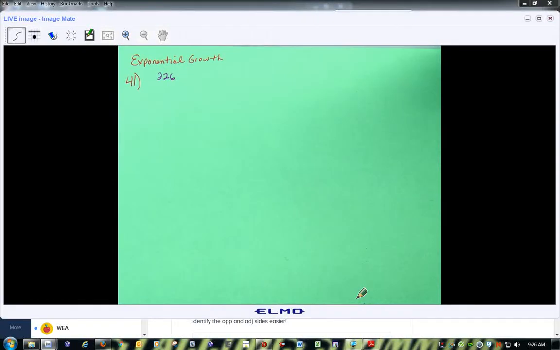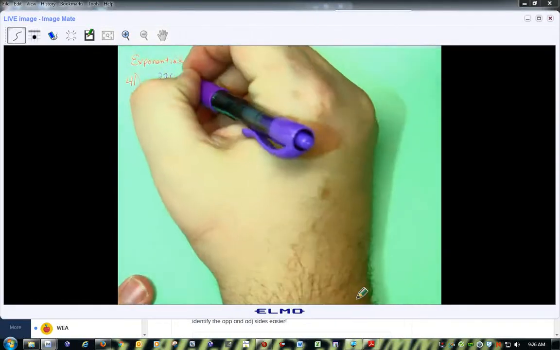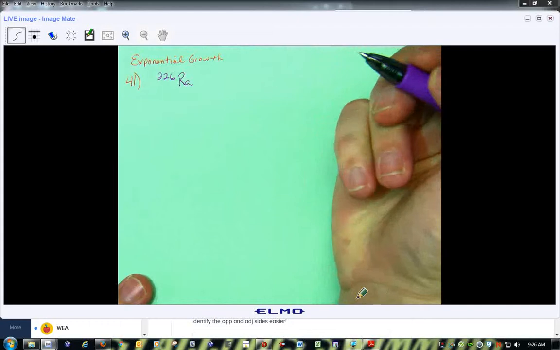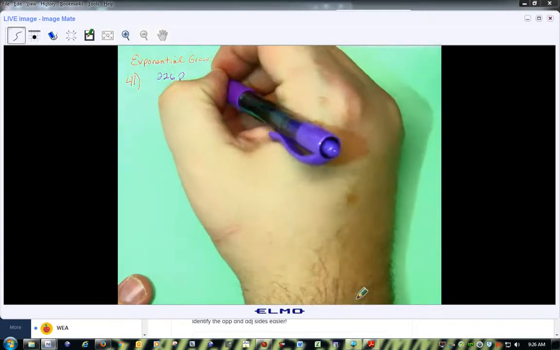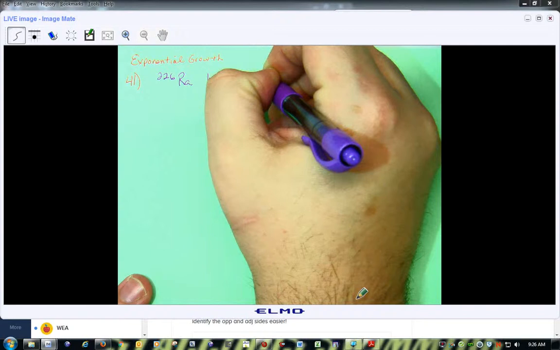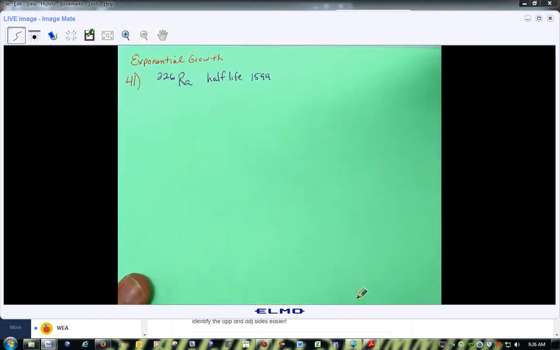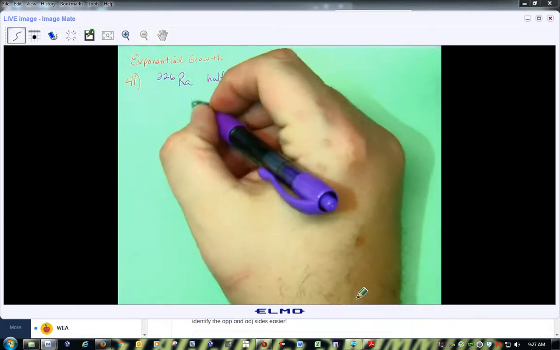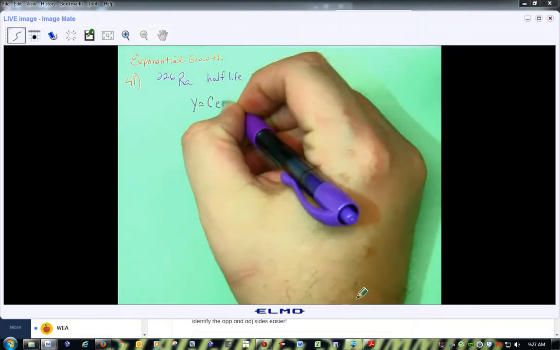Okay, so for number 41, radium 226 has a half-life of 1,599 years. Now, every single exponential growth and decay problem that you'll ever get, you're going to use y equals c e to the kt power.